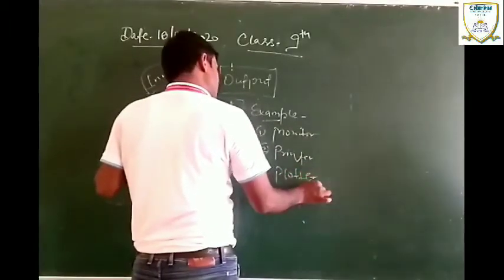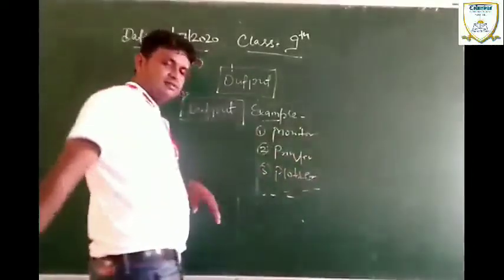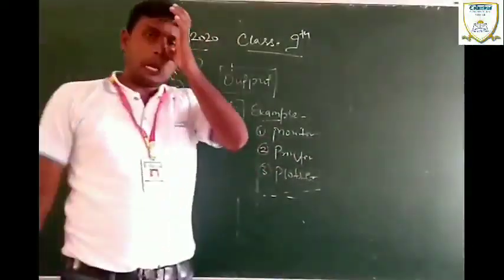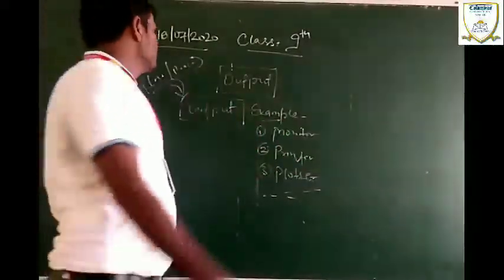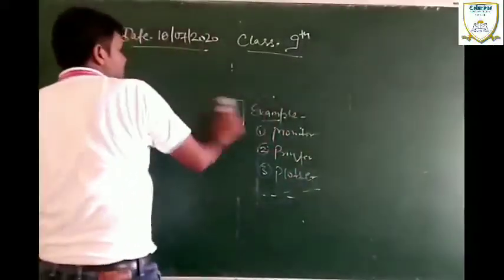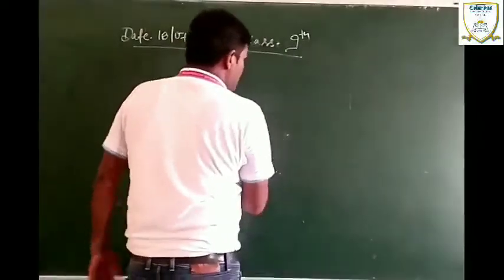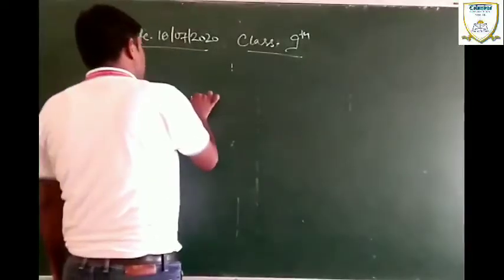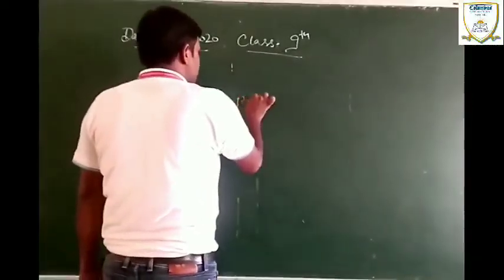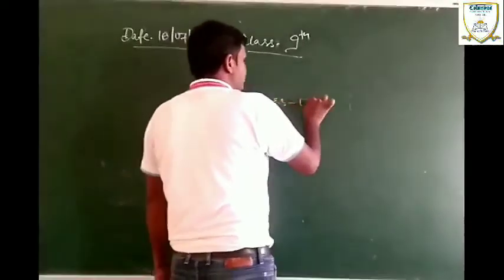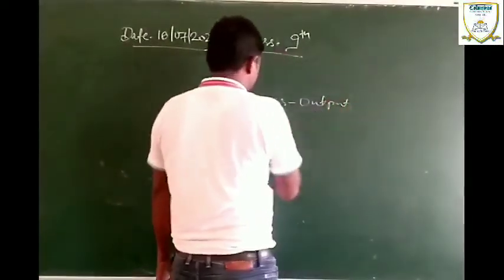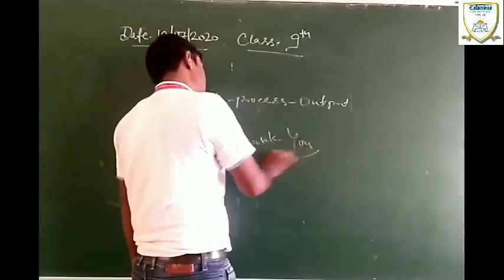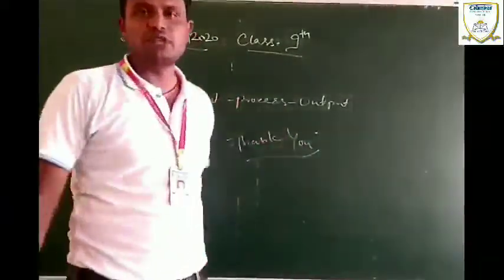Okay, students? Understand? So the three basic terms are complete here: input, process, and output. Input, process, and output. Thank you. Make the notes. Those are new words.